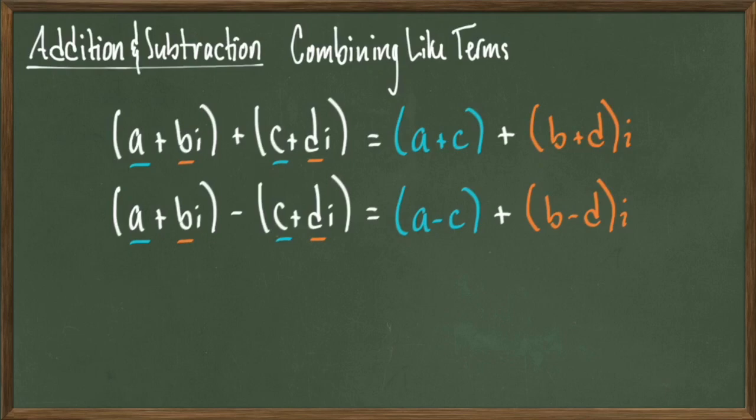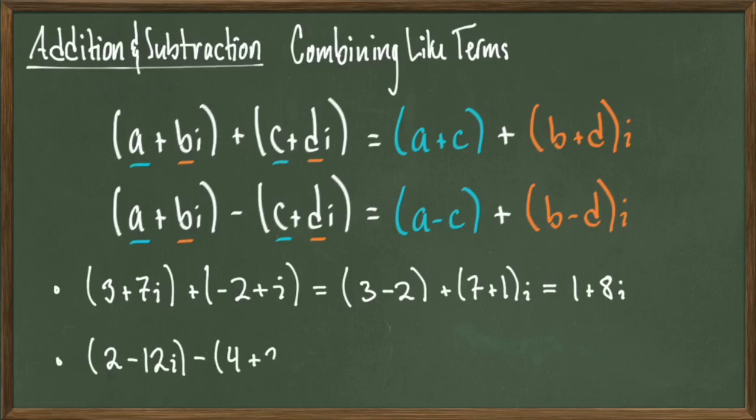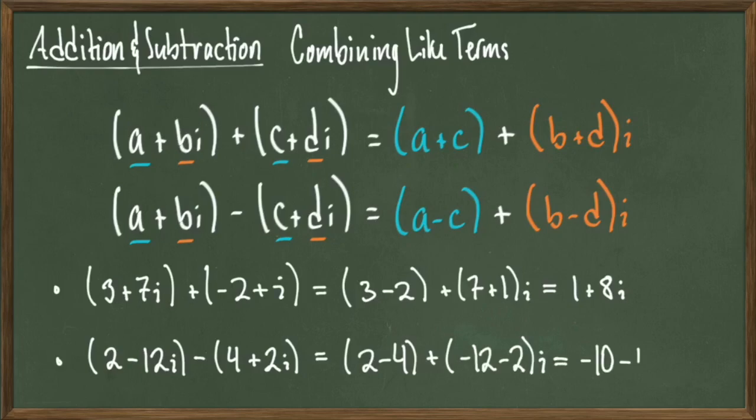As always, we'll go through some examples. Say I want to compute the sum of the complex numbers 3 plus 7i with minus 2 plus i. Combining like terms gives me an answer of 1 plus 8i. The real part of the sum came from 3 plus negative 2, and the imaginary part came from 7 plus 1. In the next example, take 2 minus 12i minus 4 plus 2i. We end up getting an answer of minus 10 minus 14i.